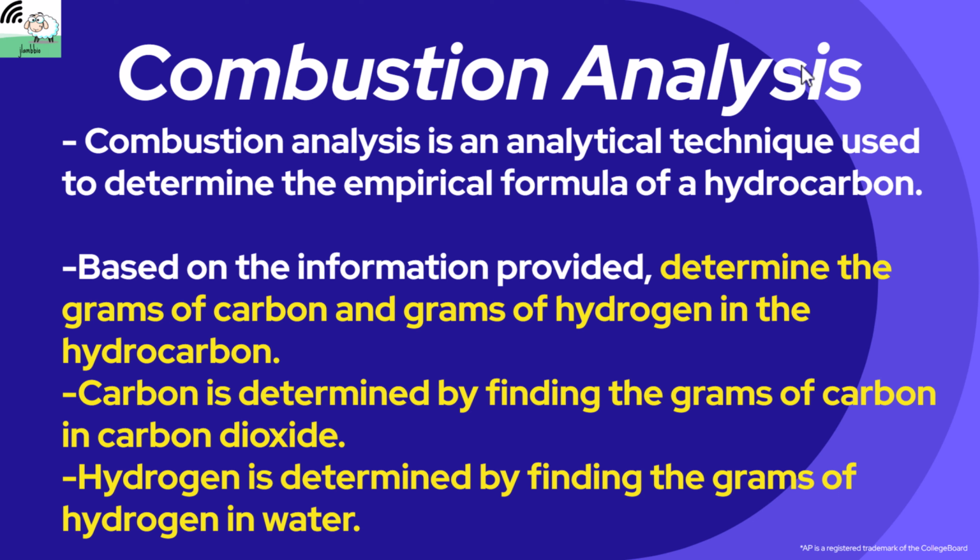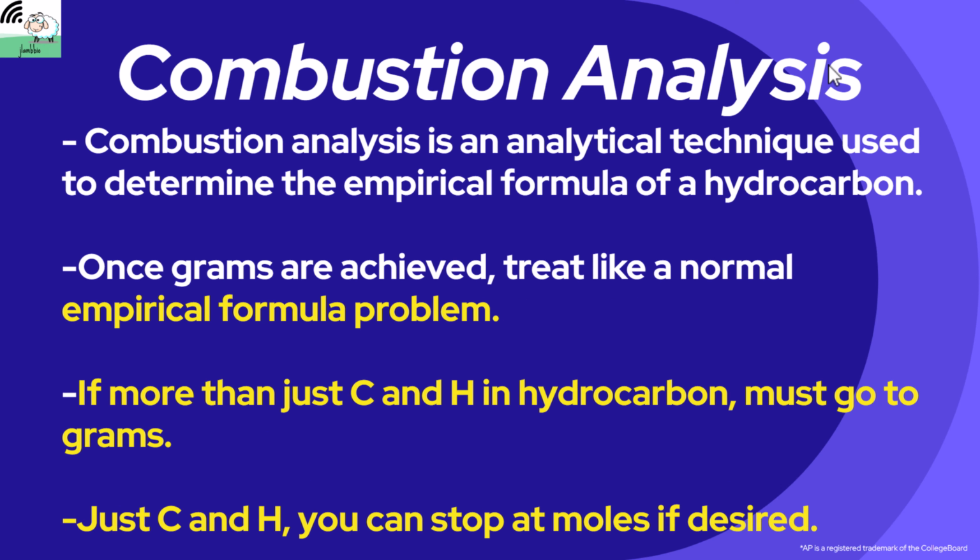Again, based on the information provided, we can determine grams of carbon and grams of hydrogen in the hydrocarbon. Carbon is determined by finding the grams of carbon in CO2, and hydrogen will be determined by finding the grams of hydrogen in water. Once we achieve the gram numbers, we treat this like a normal empirical formula style problem. If we have more than just carbon and hydrogen in the hydrocarbon, we have to go to grams. So it's kind of a shortcut here: if we just have carbon and hydrogen in it, we can stop at moles if we wish to do so.